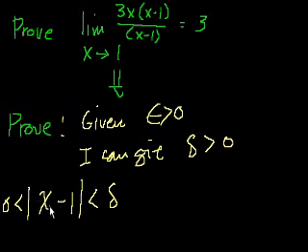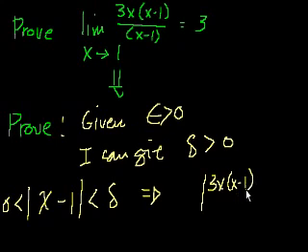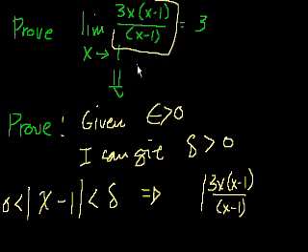So I have to prove that you give me an epsilon, and I can give you a delta. And as long as x is within delta of 1, and all this is saying is, as long as the distance between x and 1, that's when you subtract two things, you take the absolute value, that's just distance, is less than delta, then the distance between 3x times (x minus 1) over (x minus 1), that's the function, right, and the limit point, 3, is going to be less than the epsilon.